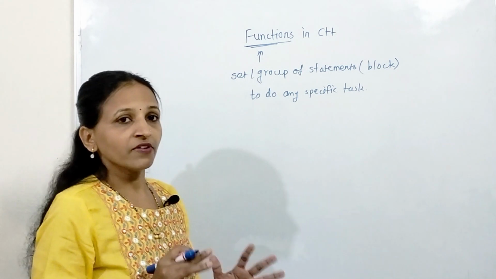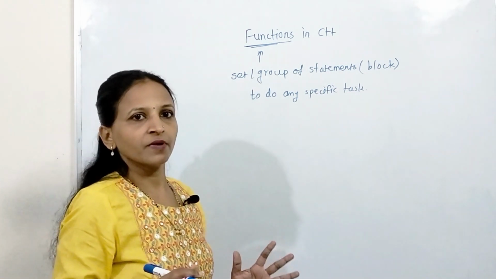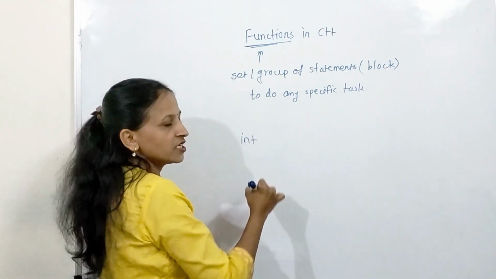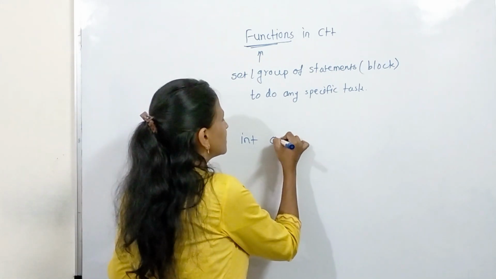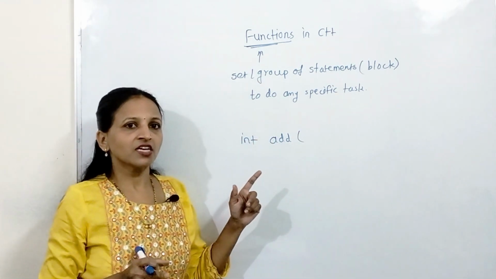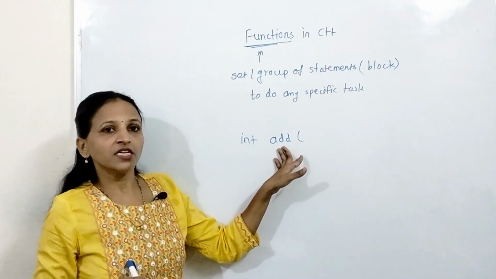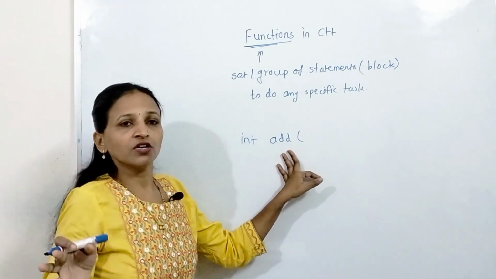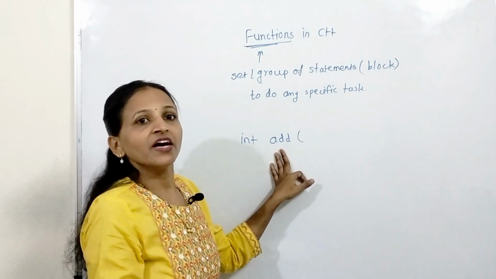Now here I am giving one example. See, I want to write a function to do addition of two numbers. Then how will it be? Simple. I want to return an integer value from the function, so I will write here int. Then the function name is add. Here you can give any function name, any identifier. That function name is nothing but an identifier. Here you can give any name by following identifier rules. That part we have already covered: what are the rules we have to follow while giving an identifier name?